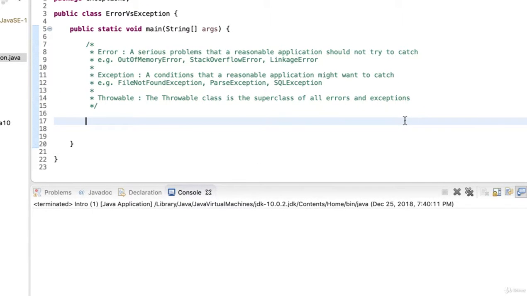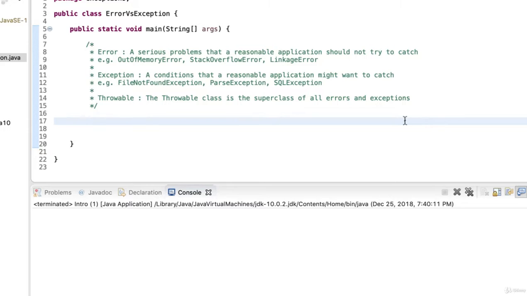It should not try to catch it. But an exception is a phenomenon which should be caught. The reasonable application should try to catch it, and it is a situation which can be recovered. For example, an error is generally thrown by the JVM, like OutOfMemoryError or StackOverflowError. These are situations which generally cannot be recovered at runtime, so a program should not try to catch those.